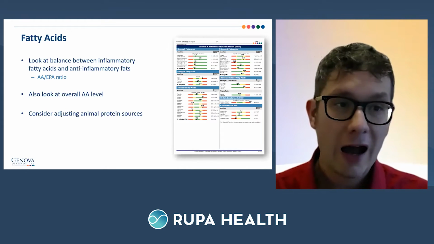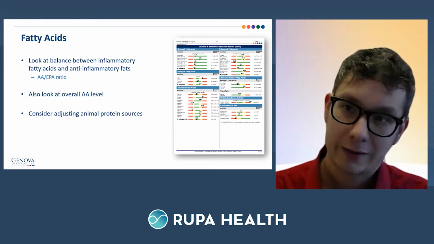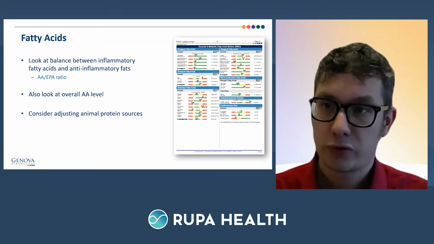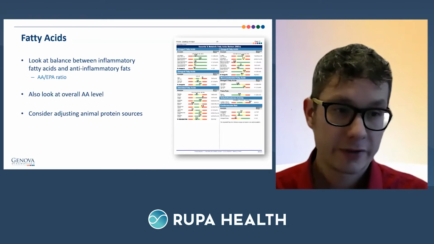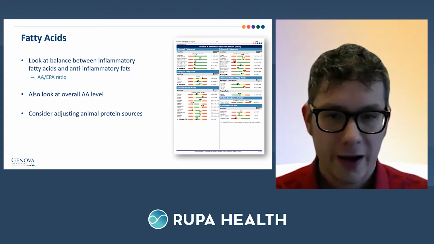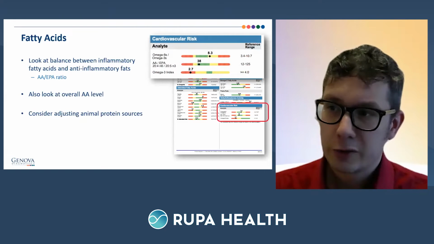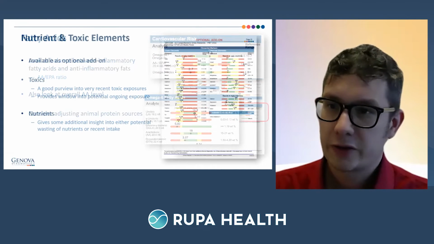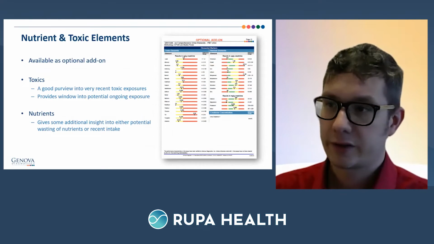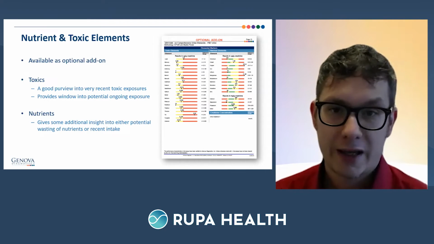So I also look at overall arachidonic acid levels, because we know that in excess can lead to pro-inflammatory items. So that's just another great analyte. There's other things on here like trans fat intake. And so that's going to help you look a little bit at how much of this is really in balance. So one final add-on to this test is the nutrient and toxic elements.